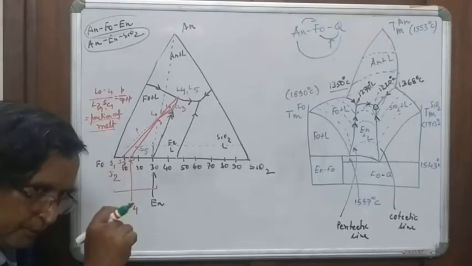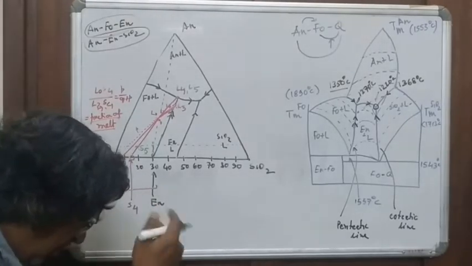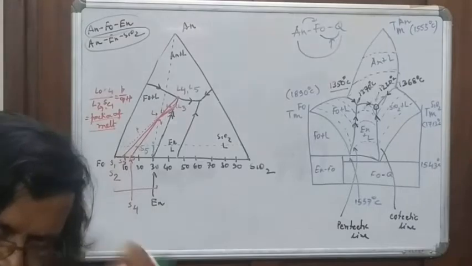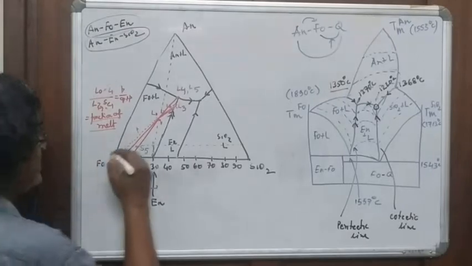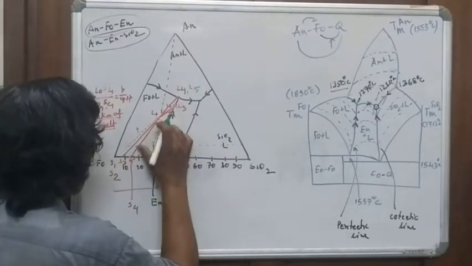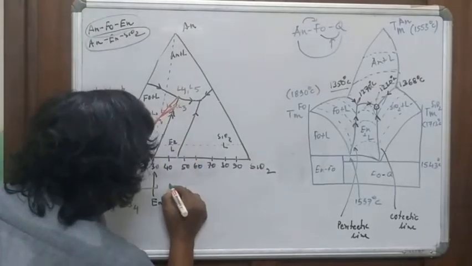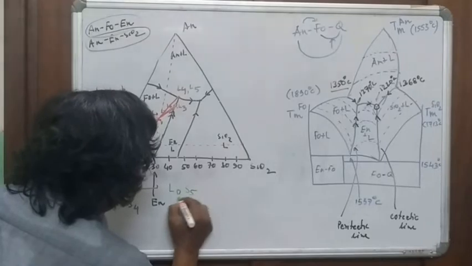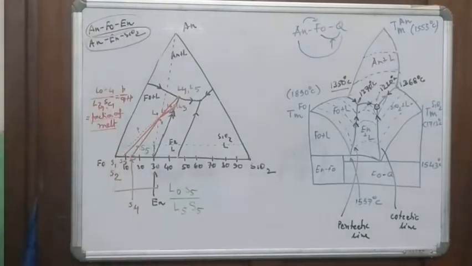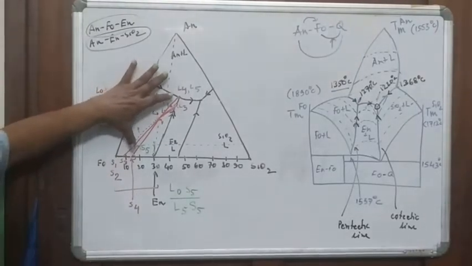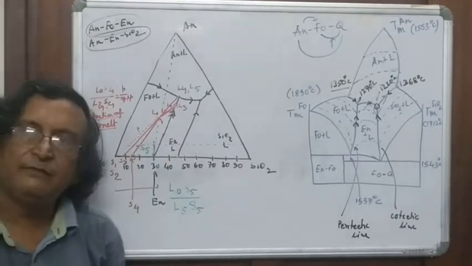The more forsterite that you have reacts to produce enstatite. So the proportion of enstatite is gradually increasing. And you see here, this P now, L0S5 divided by L5S5. L0S5 divided by S5L5. Now you see the proportion of melt is also decreasing.